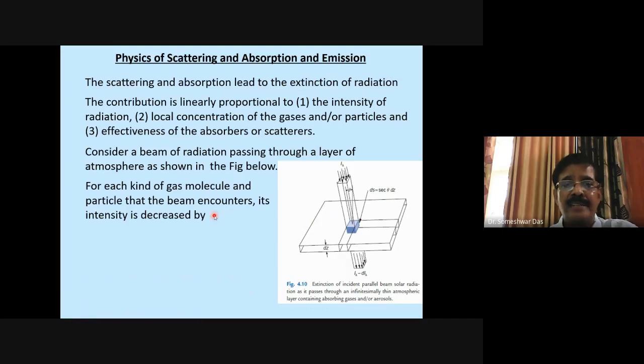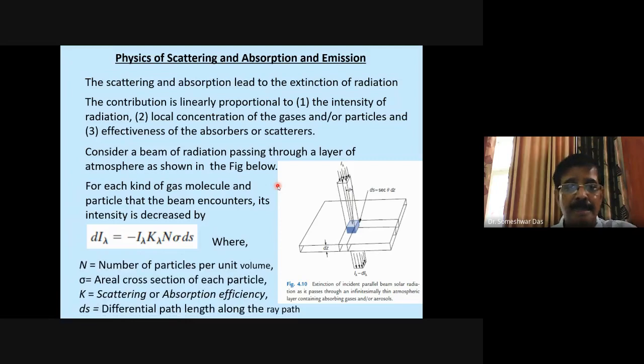For each kind of gas, molecule, and particle that the beam encounters in this layer of the atmosphere, its intensity is decreased by dI lambda equal to minus I lambda k lambda n sigma ds. So this is the decrease in the intensity, where I lambda was your incident radiation, or initial intensity of the radiation.